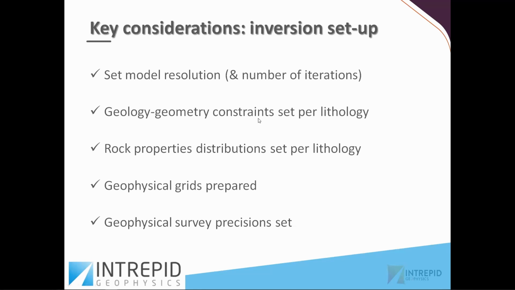We can set the geometric constraint per lithology, that is, how much variation we want on formations. And also we can set the rock properties distributions per lithology. Each lithology contains a specific value of density and susceptibility. We can set it and provide some variation, like standard deviation, based upon the confidence we have in the rock properties of each formation. Also the geophysical grid and precision that we can set for calculating the misfit.